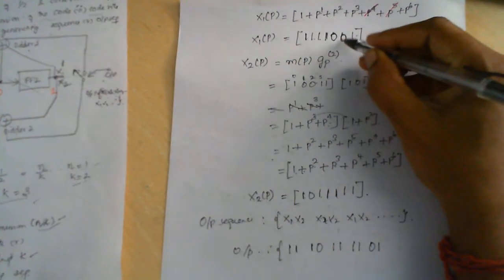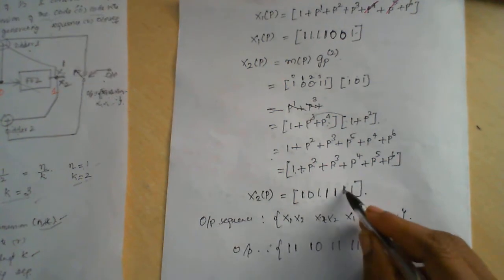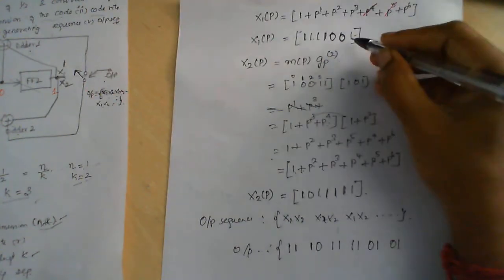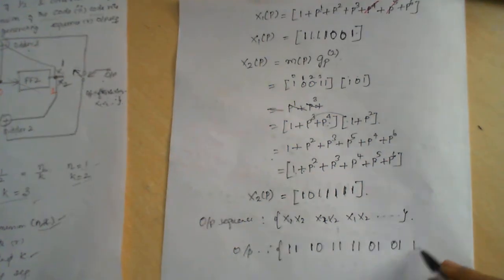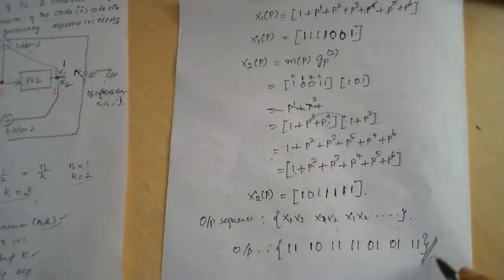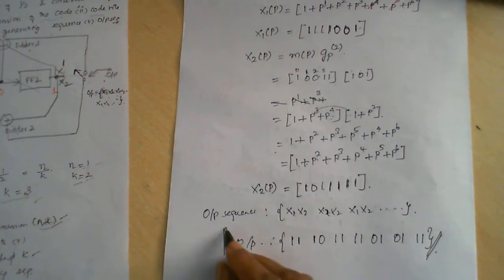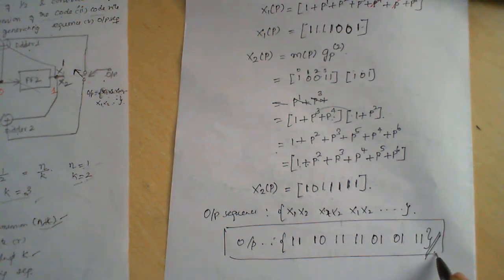Next bit here is 0 and next bit here is 1, so it is 0 1. And the last bit here is 1, last bit here is 1, so it is 1 1 again. So this is your output sequence. We have obtained our output sequence. Hope you understood this problem. This is the flow you should carry.